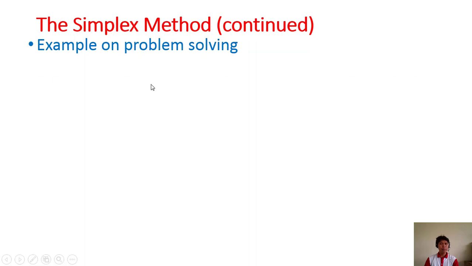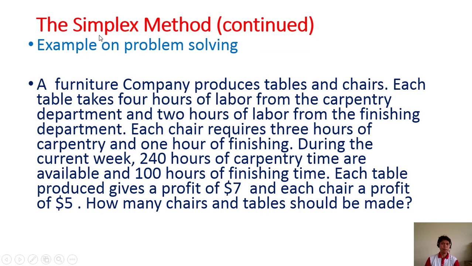Okay, example on problem solving involving the Simplex Method. A furniture company produces tables and chairs. Each table takes 4 hours of labor from the carpentry department and 2 hours of labor from the finishing department. Each chair requires 3 hours of carpentry and 1 hour of finishing. During the current week, 240 hours of carpentry time are available and 100 hours of finishing time. Each table produced gives a profit of $7, and each chair produced gives a profit of $5. How many chairs and tables should be made?